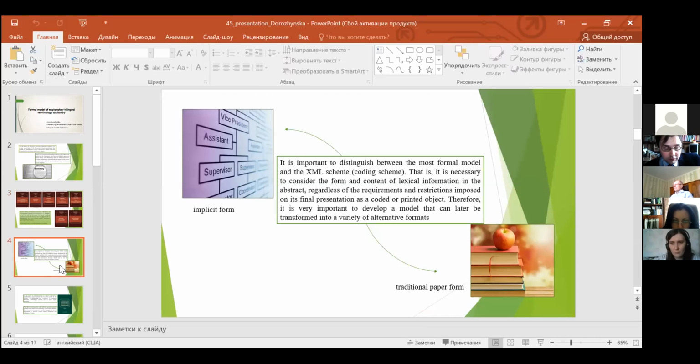It is important to distinguish between the formal model and the XML scheme, the coding scheme. It is necessary to consider the form and content of lexical information in the abstract, regardless of the requirements and restrictions imposed on its final presentation as code or a printed object. Therefore, it is very important to develop a model that can later be transformed into a variety of alternative formats.